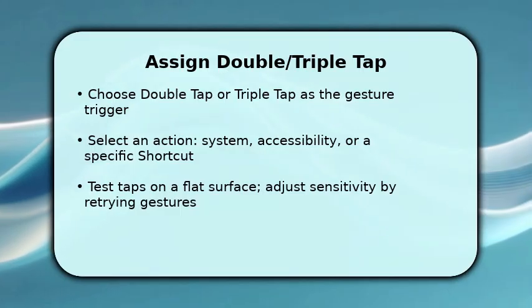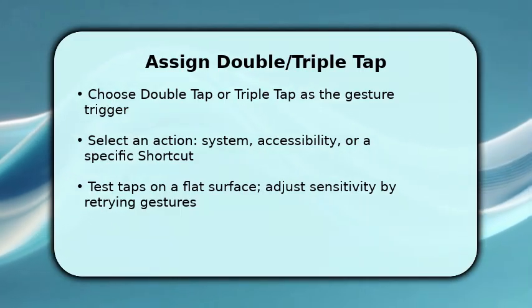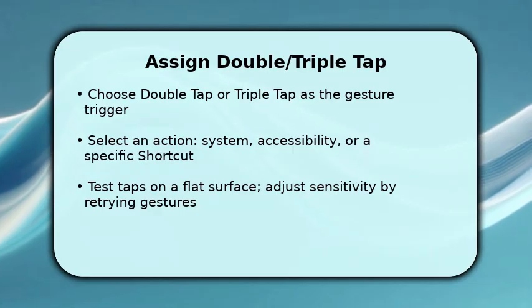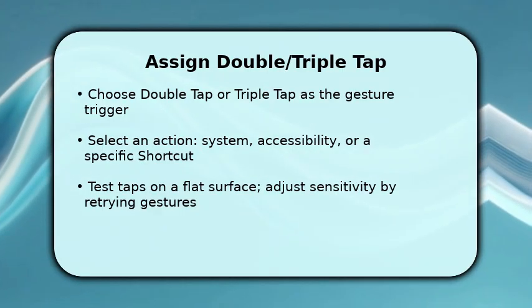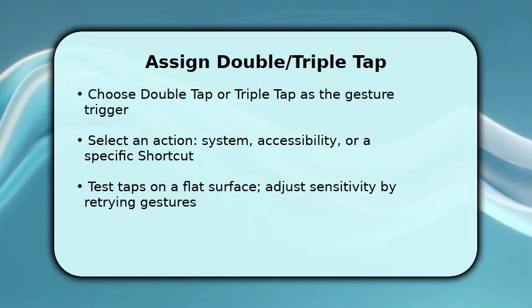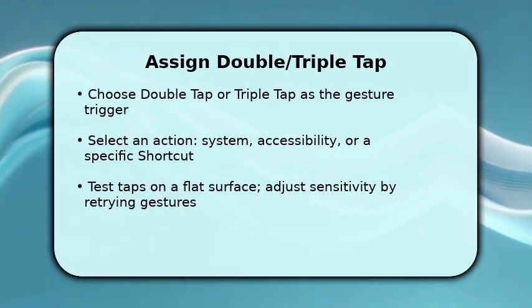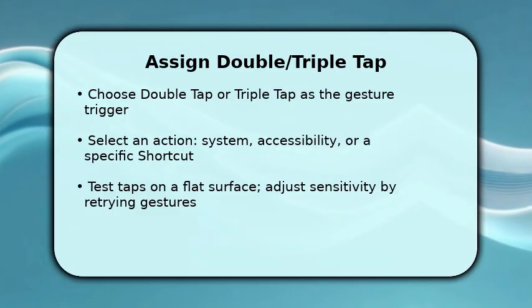This is the core step. Tap double tap or triple tap and scan the list. System actions like home or screenshot, accessibility shortcuts, or pick a shortcut you've created. Choose an action that matches how you hold and use the phone. Simpler actions are more reliable.